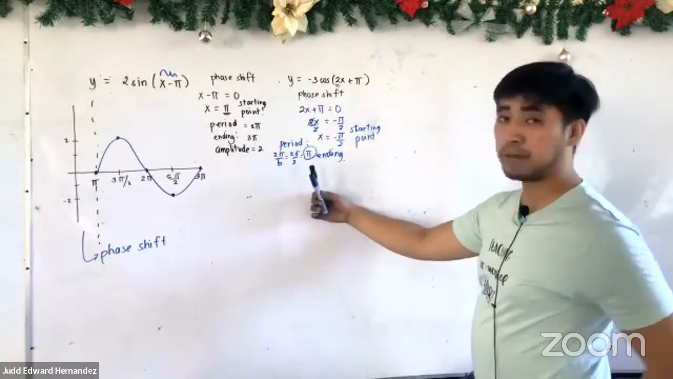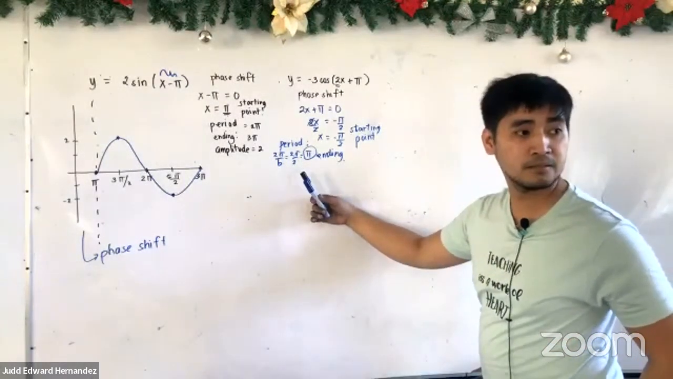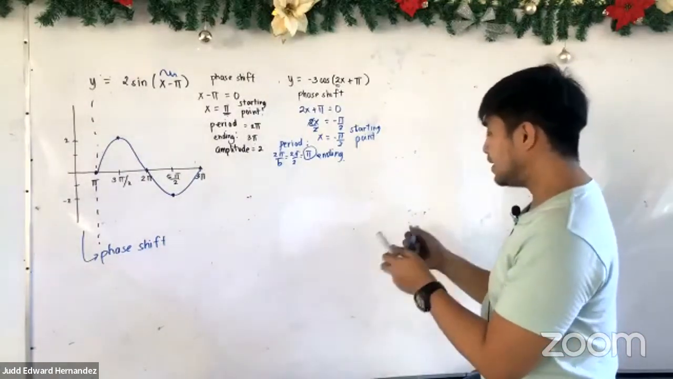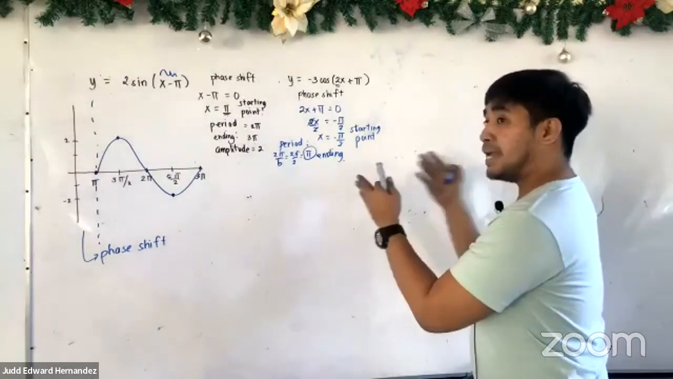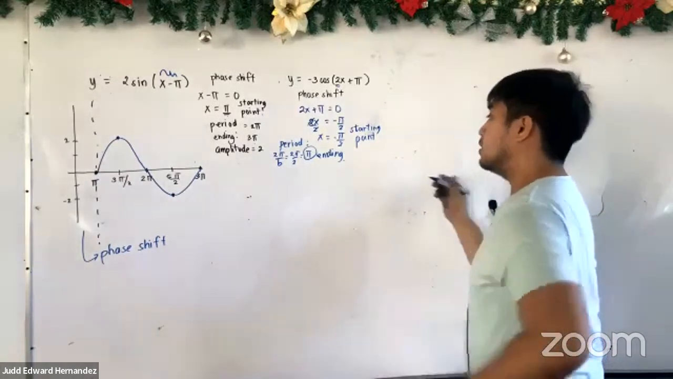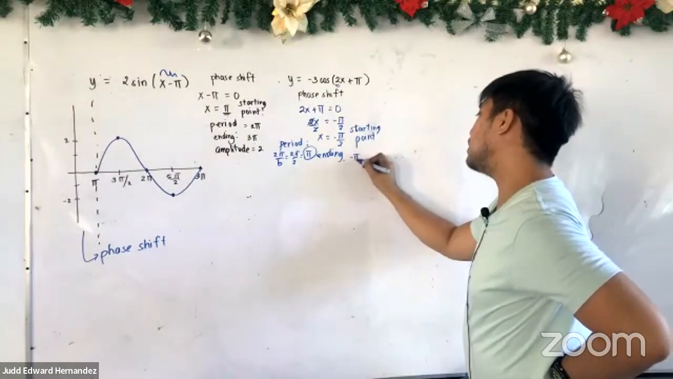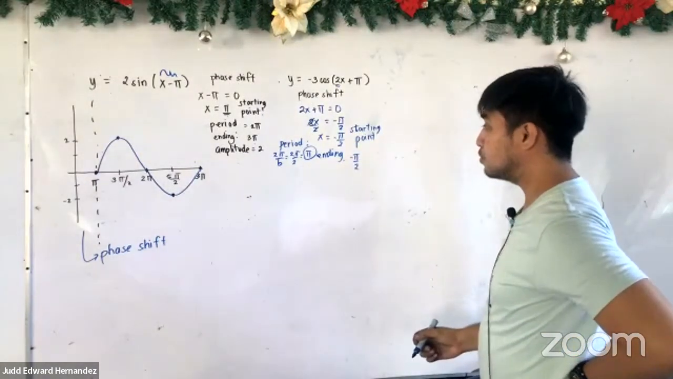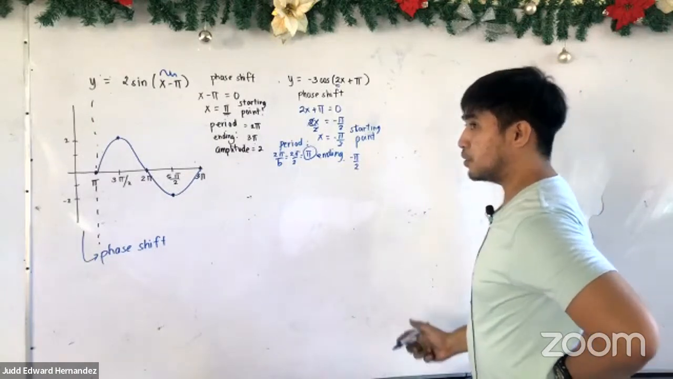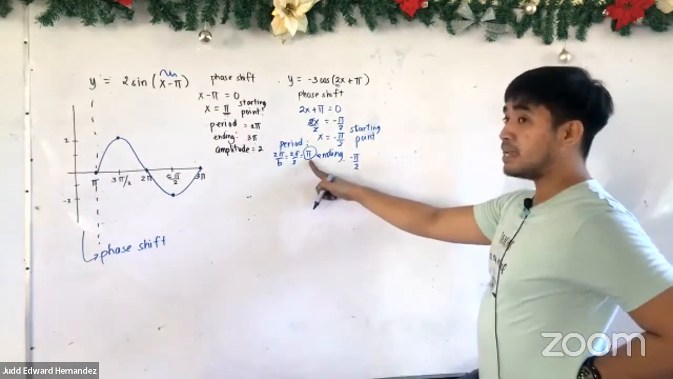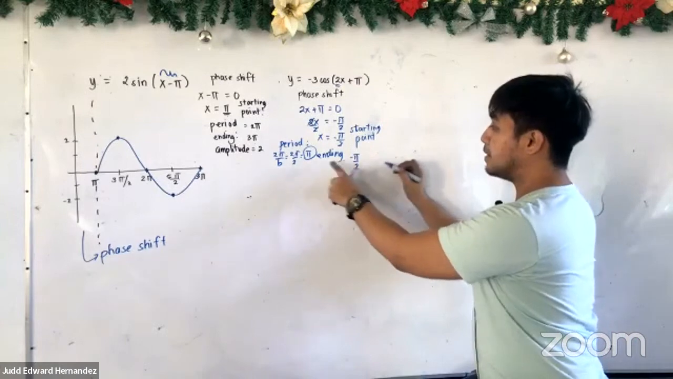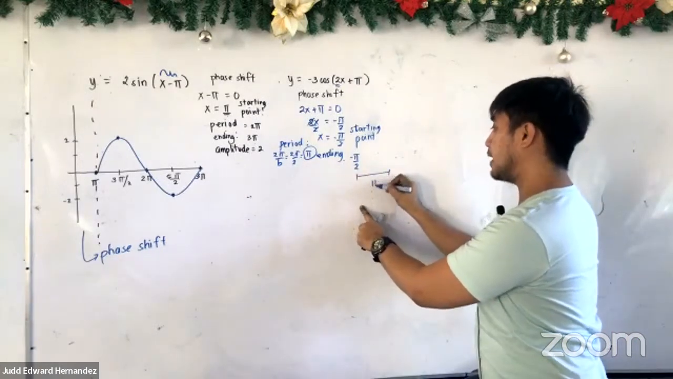Maliwanag po kung bakit naging pi yung period? Opo, sir. Okay. So, ibig sabihin, pi lang siya. Okay. So, nagsimula doon siya sa negative pi over 2. Tapos, kailangan daw ang haba niya ay maging pi. So, ito dapat ay pi.